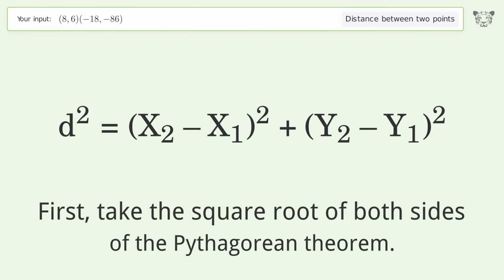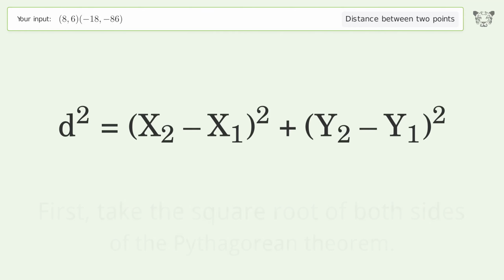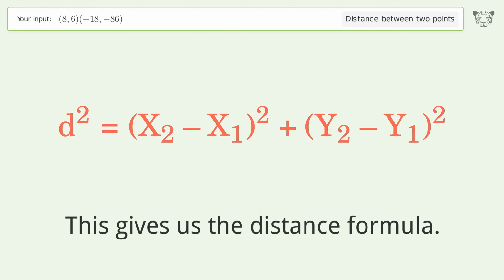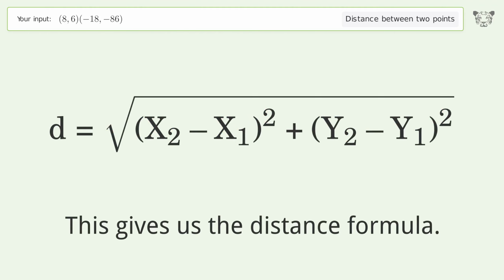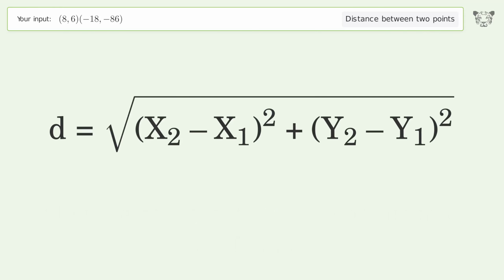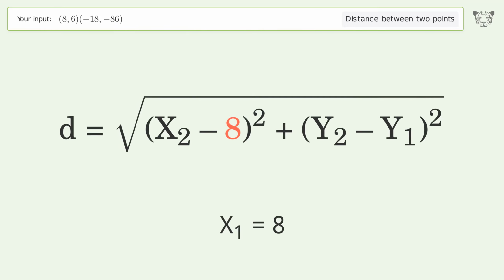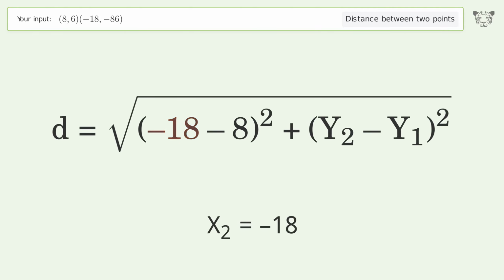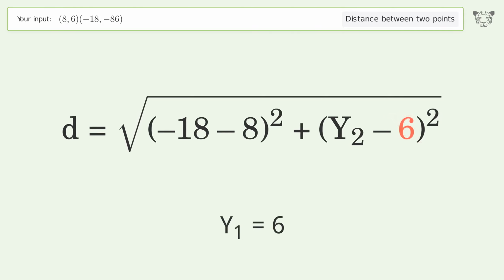First, take the square root of both sides of the Pythagorean theorem. This gives us the distance formula. Plug the coordinates of the points into the formula. x1 equals 8. x2 equals negative 18. y1 equals 6. y2 equals negative 86.